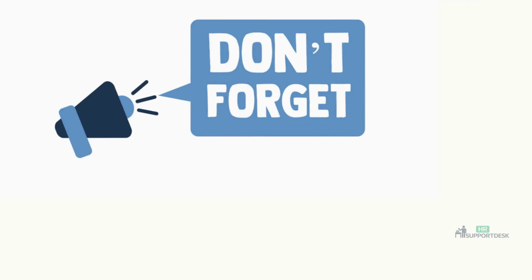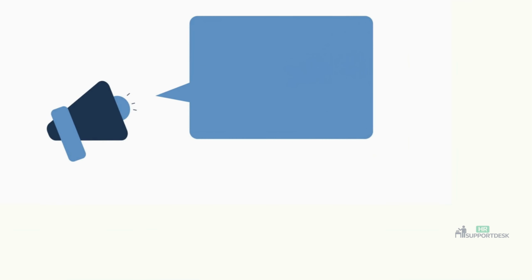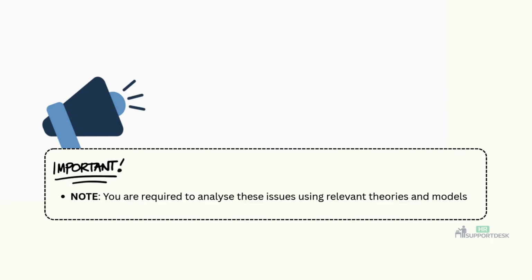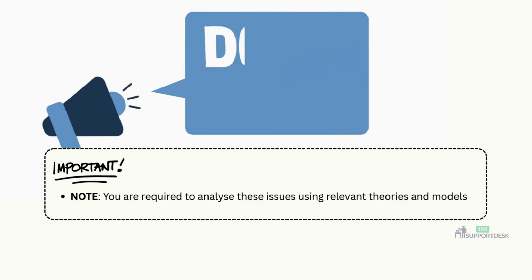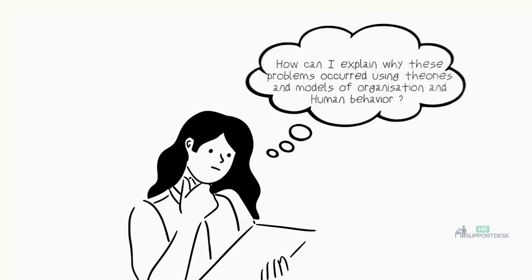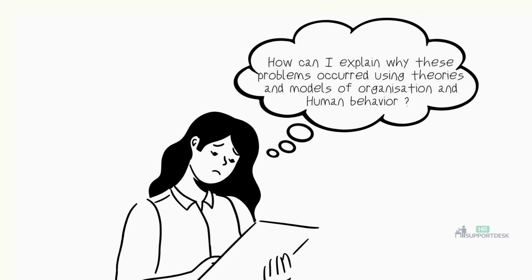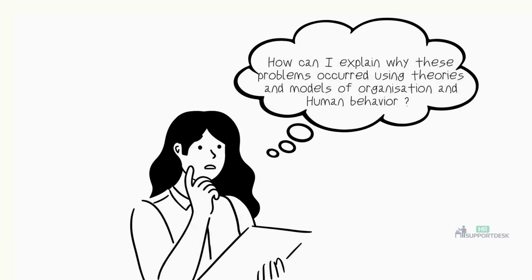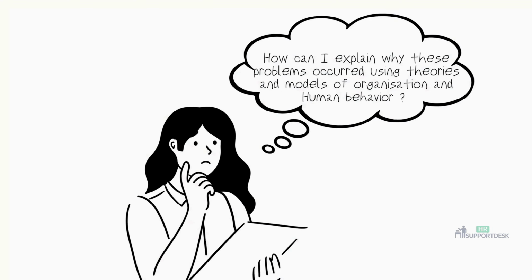However, while you are expected to explain the key issues at Calmere House post-takeover, it is important to note that the question specifically requires you to analyze these issues using relevant theories and models. This raises a central question. How can theories of organizational and human behavior help us understand why these issues emerged? With that in mind, let's dive into the discussion.